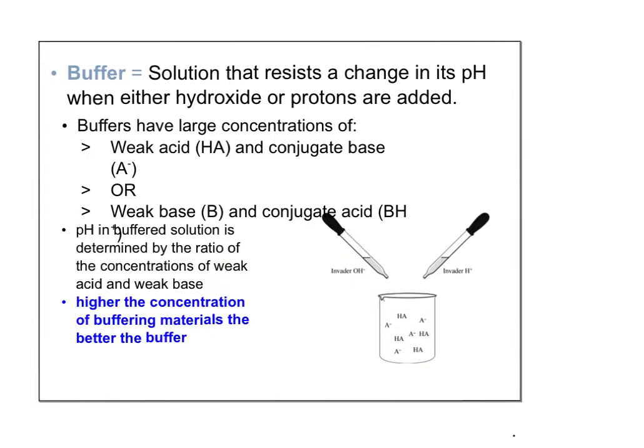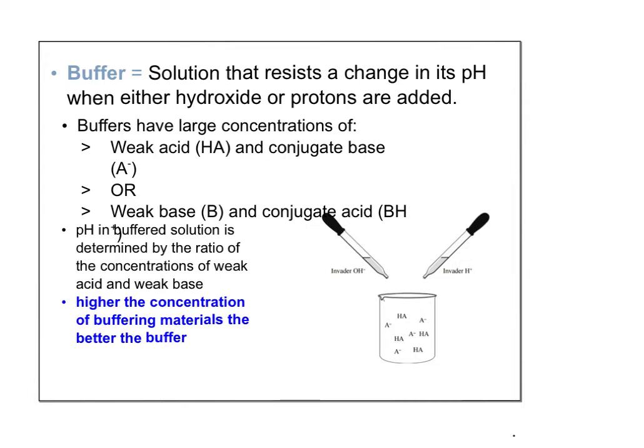Okay, so just some quick reminders. A buffer is a solution that resists changes to its pH when you add some H+ or OH-. So I have this buffer solution. If I stress it out by adding some H+, the pH is not going to change drastically. Or if I stress it out by adding hydroxide, the pH is not going to change drastically. In order to have a buffer, you need a weak acid and its conjugate base, or you need a weak base and its conjugate acid. Those are the combinations required to have a buffer.